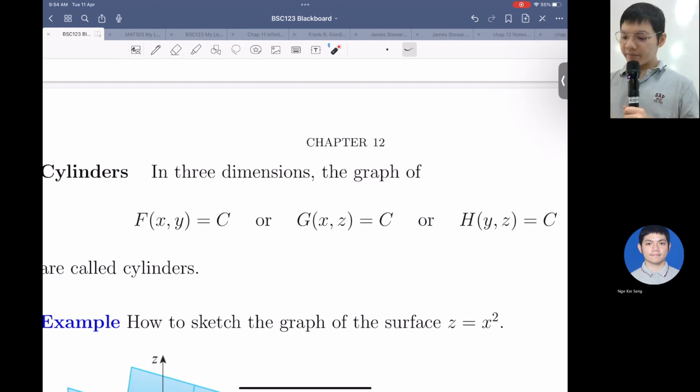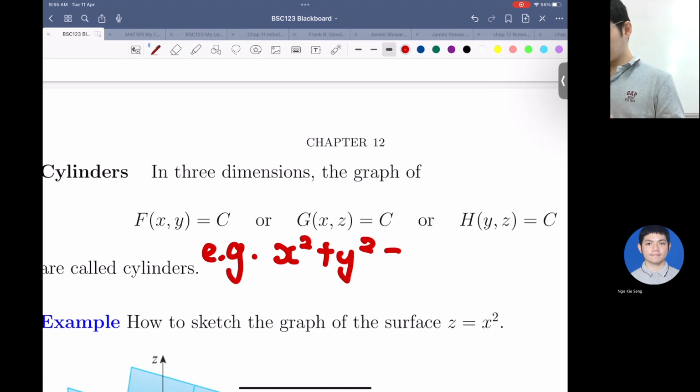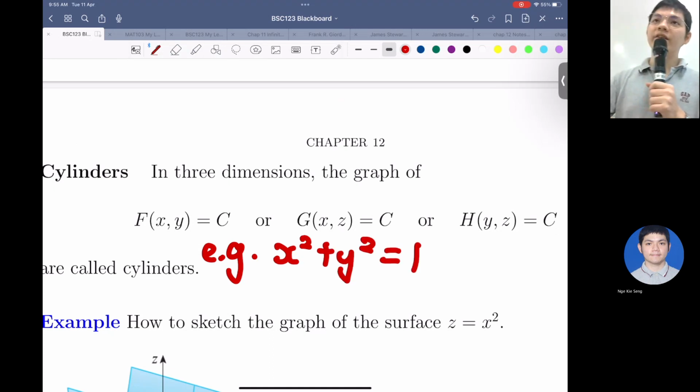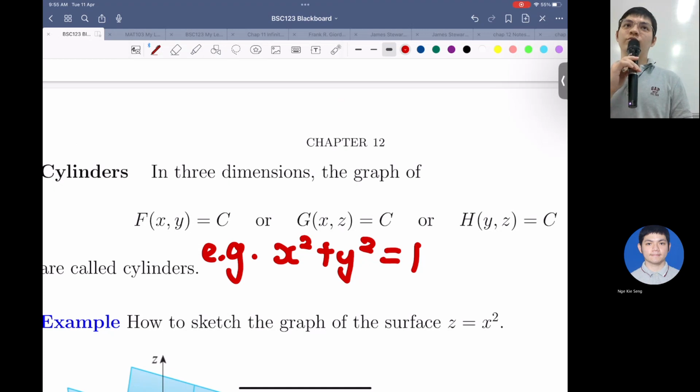So for example, if you doubt this definition, just take the easiest one: x squared plus y squared equals 1. This is a very classic example you need to remember. What do you get in R2? Yeah, in R2, two-dimensional space, you get a circle.